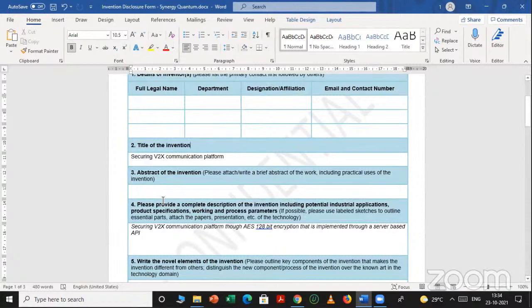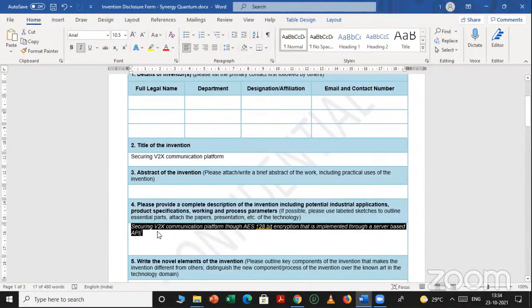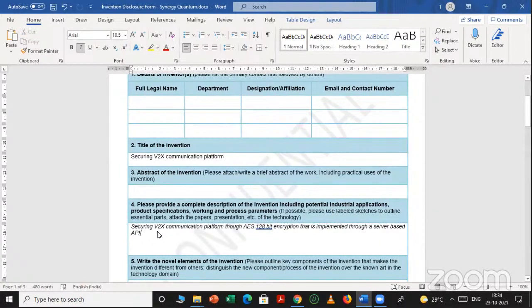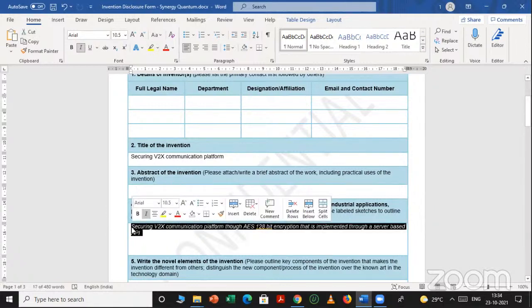Okay, so here I have mentioned, to describe this title, securing V2X communication platform, I have written a line which basically describes the invention in much detail. So here we are securing V2X communication platform using AES 128-bit encryption. So this is something we are going to do. Then how are we going to do it? We are implementing it through a server-based API. So in short, this is the central idea of the entire invention.